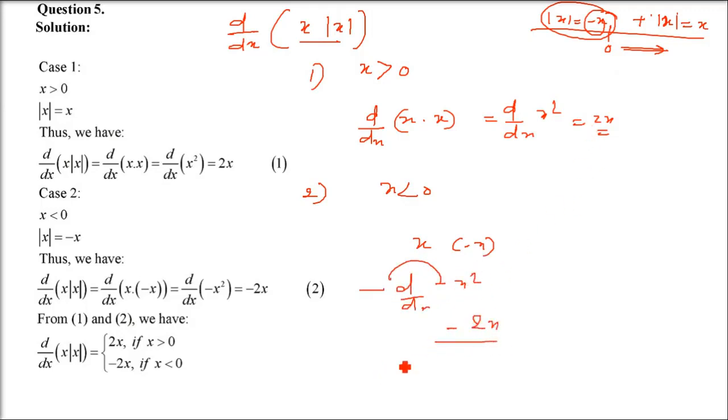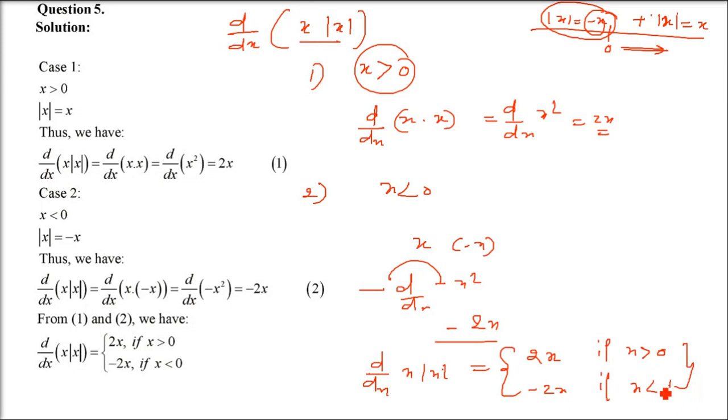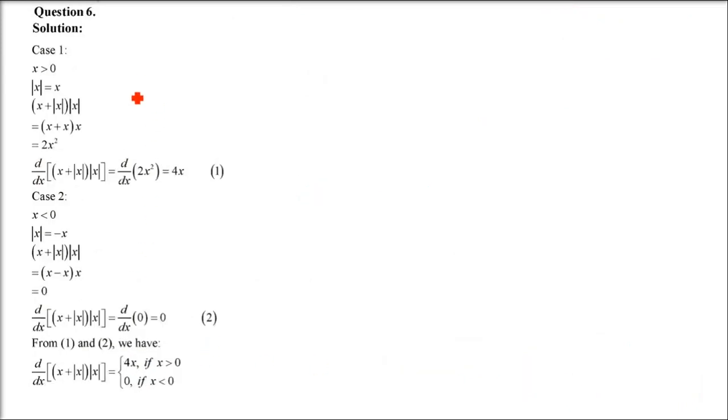And how are we going to write this answer? Like this. d by dx of x mod x equals 2x if x is greater than 0, and it will be minus 2x if x is less than 0. So this is how we are going to write the answer from cases 1 and 2.